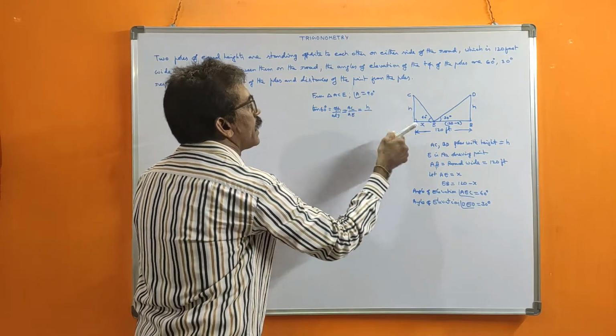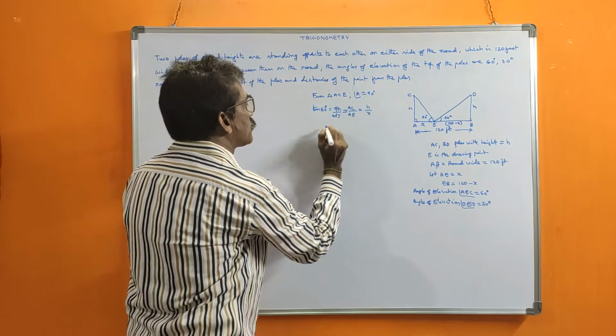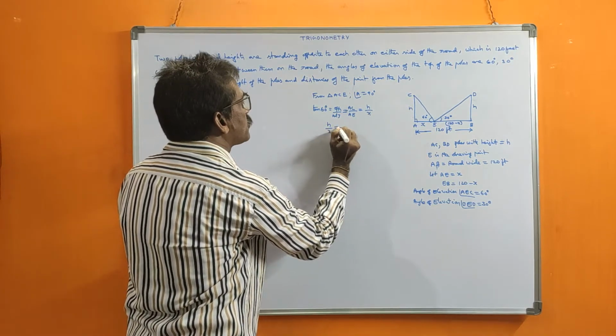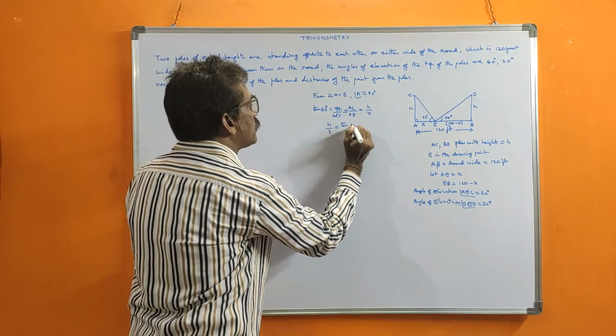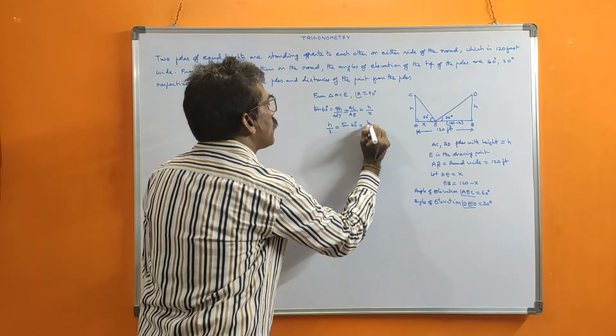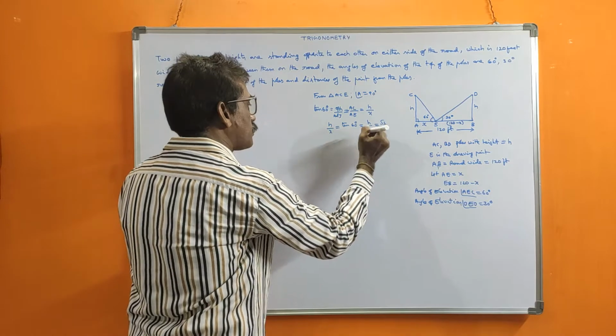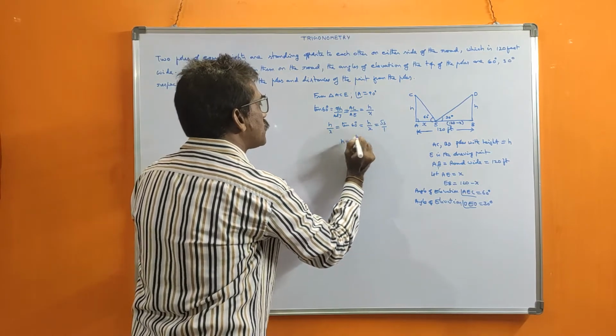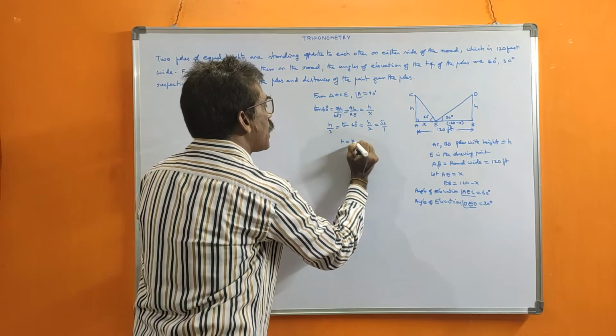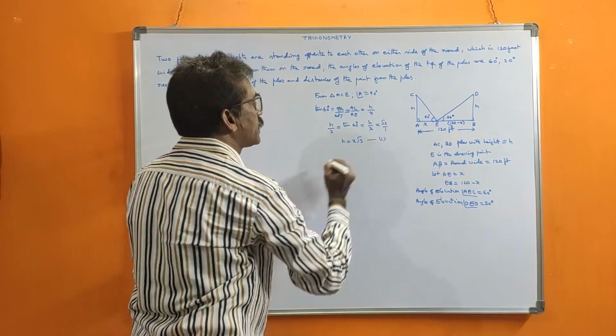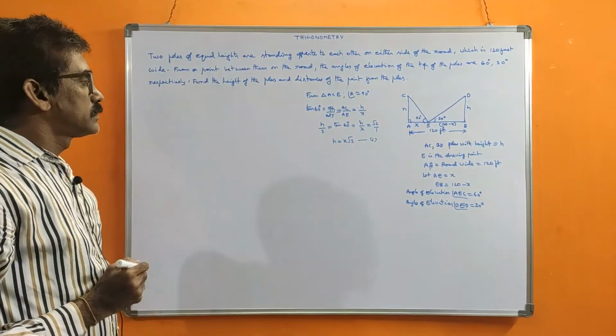AC value is H, AE value is X. Therefore, H by X is equal to tan 60 degrees. That implies H by X is equal to tan 60, which is root 3 by 1. By cross multiplication, H is equal to X root 3. You take this as equation 1.